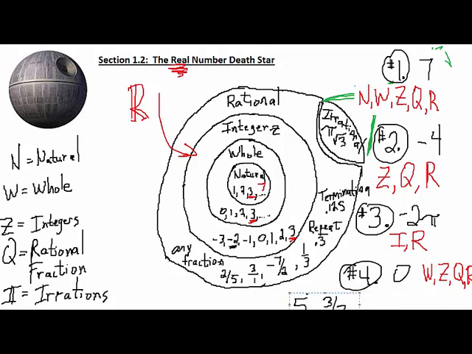Hopefully pretty good. Let's check question number 5, last one here, to see if you have mastered the real Death Star. 3/7. 3/7 is a fraction, so it's not natural, it's not whole, it's not an integer, but it is rational. And so that's Q. And last of all, it would be real as well, not irrational. Those are our 5 numbers, and that really is the idea of the real number Death Star. That is the lesson right there.